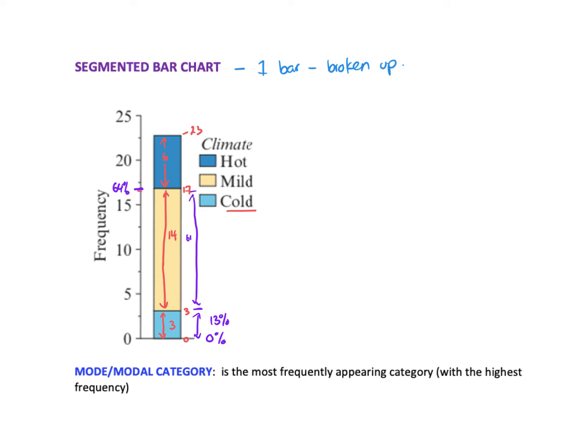Okay, when we look at these bar charts, it obviously stands out what the mode or the modal category is, which is the most frequent or the most popular. So here you can see that mild is the modal category because it's the most common or most frequent.